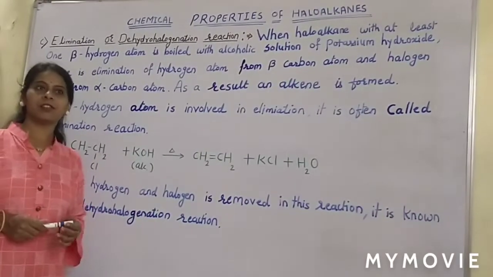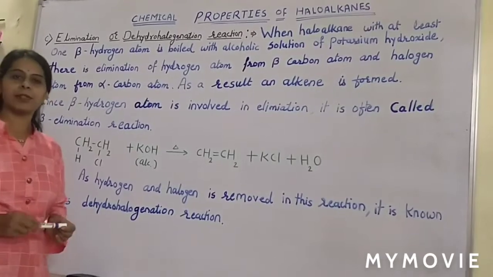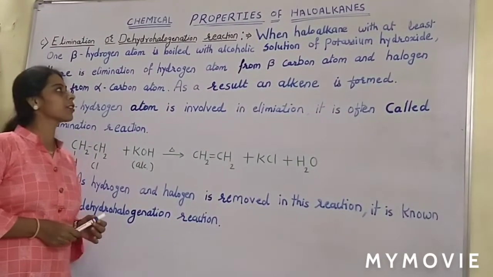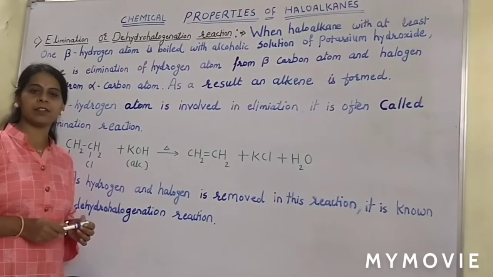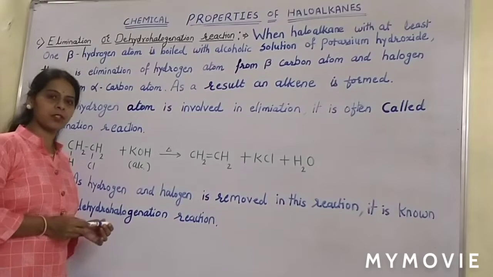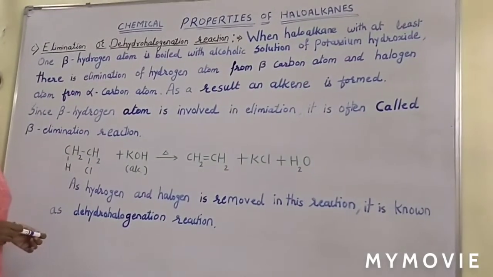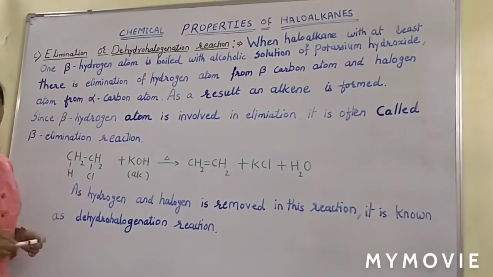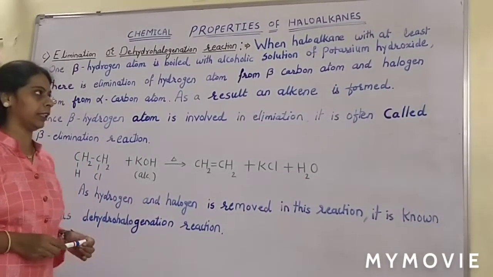In this part 4 we will study the next chemical properties of haloalkanes. We already studied two chemical reactions. The first one is the laboratory test for haloalkanes and the second one is the nucleophilic substitution reaction of haloalkanes. In this lesson today we will study the elimination or dehydrohalogenation reactions of haloalkanes.